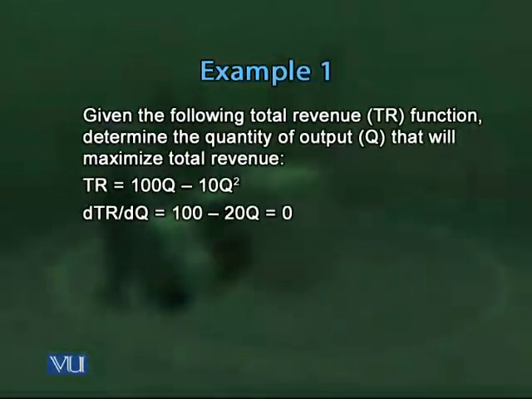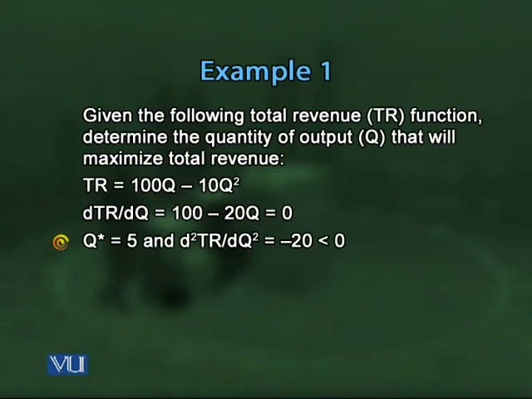The first order necessary condition is that we find the derivative of the function and set it equal to 0. Here we get the marginal revenue function, or the derivative of the function, which is 100 minus 20q equal to 0. Solving for q, we get q asterisk, or q star, equal to 5. This is called a critical value or a stationary value. Since we have set the derivative equal to 0, this means that this is either a relative maximum or a relative minimum point.